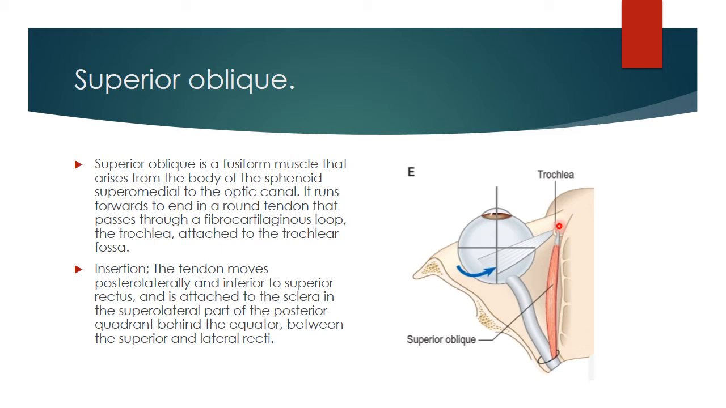From here it changes its direction and runs in a posterolateral direction, and ultimately it attaches to the sclera in the superolateral part of the posterior quadrant behind the equator. Now this is the line which divides the eyeball into anterior and posterior halves. This line is called the equator, and these are lateral quadrants, anterior and posterior. So this is the posterior quadrant, and its upper part gives attachment to the superior oblique muscle.